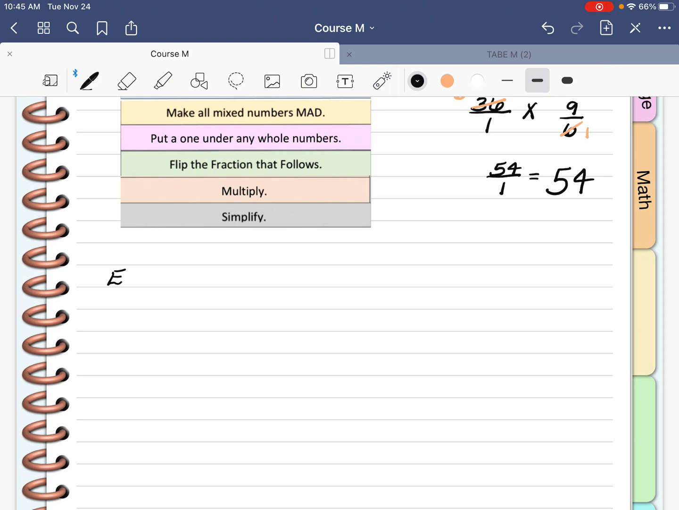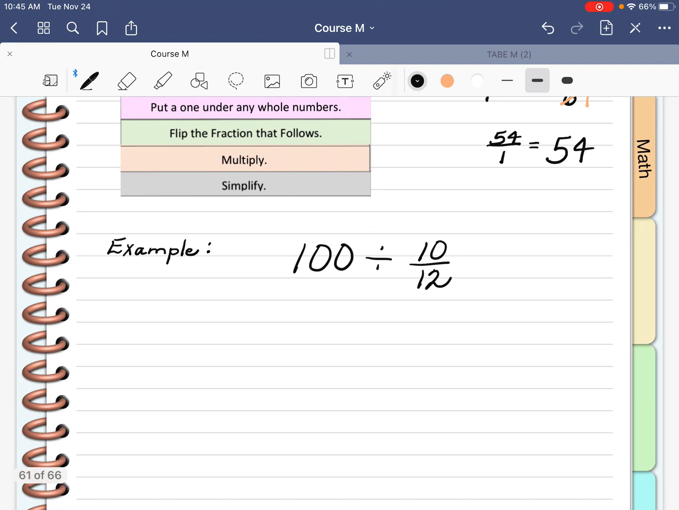Okay, here are a few more. How about 100 divided by 10/12? Make all mixed numbers mad. There are none. Put a 1 under any whole numbers. Flip the fraction that follows. Multiply, which means I can cancel, 10 into 10, 10 into 100. Top times top, bottom times bottom. Simplify.